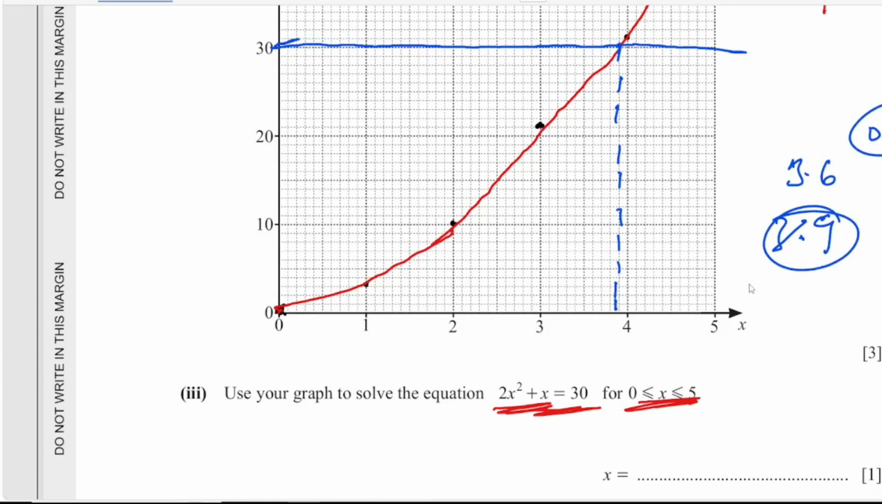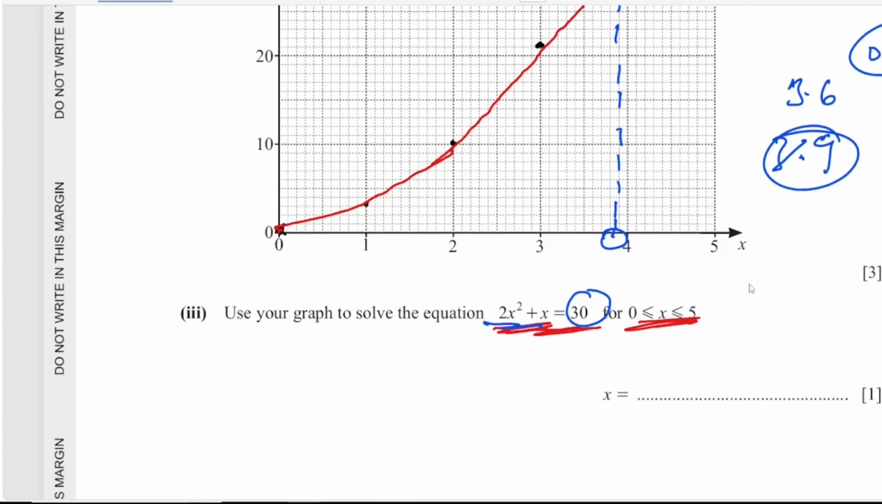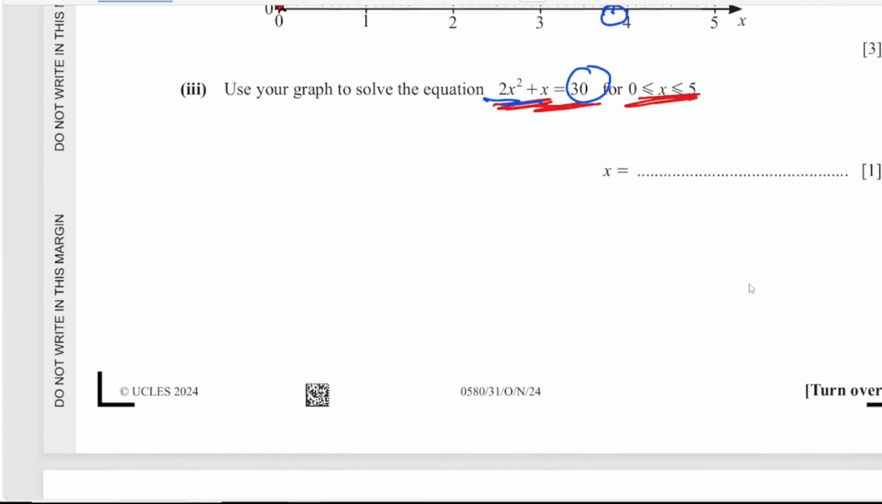But this idea, this curve has been sketched already, and what we need is 30. So you trace from 30, draw a straight line until you meet the curve, and then trace it down and read the x coordinate of that point. And that is how we solve this. There's no other question.